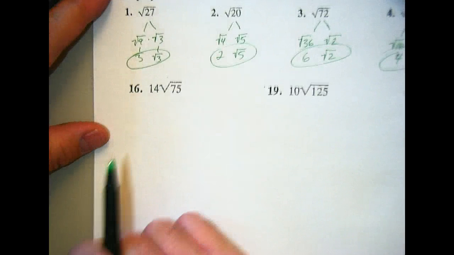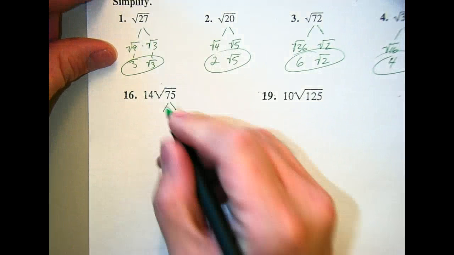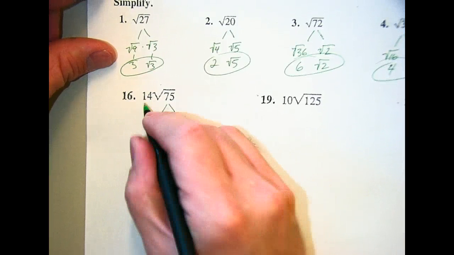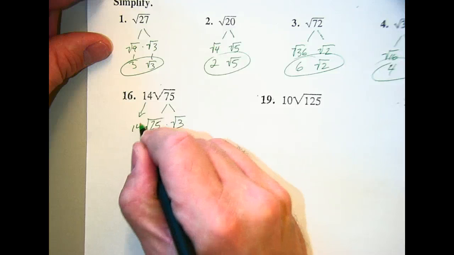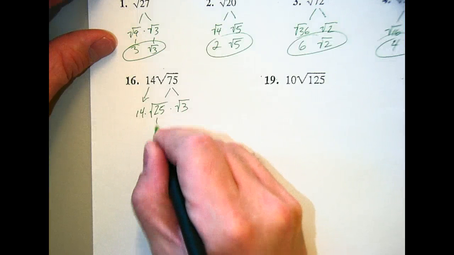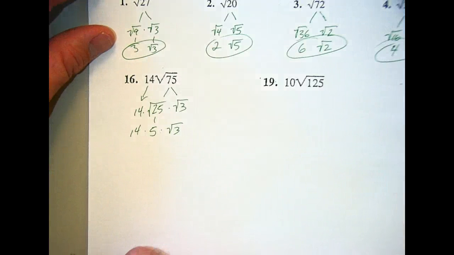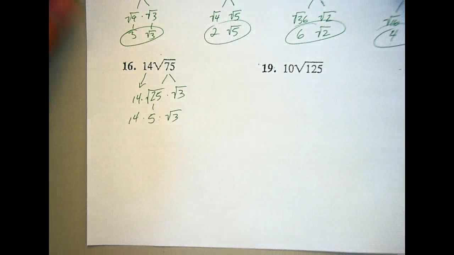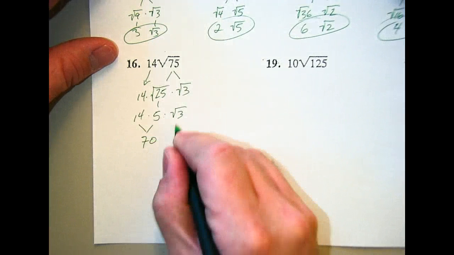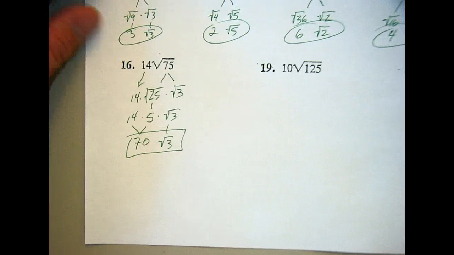Diamond, number 16. Yes, root 25, root 3. Okay. Make sure we bring that 14 down. Blake, what's that simplify to? 5. Okay, that becomes 5 times root 3 times 14, which becomes what, Hannah? 70 root 3. Okay. You're good. Multiply those up.